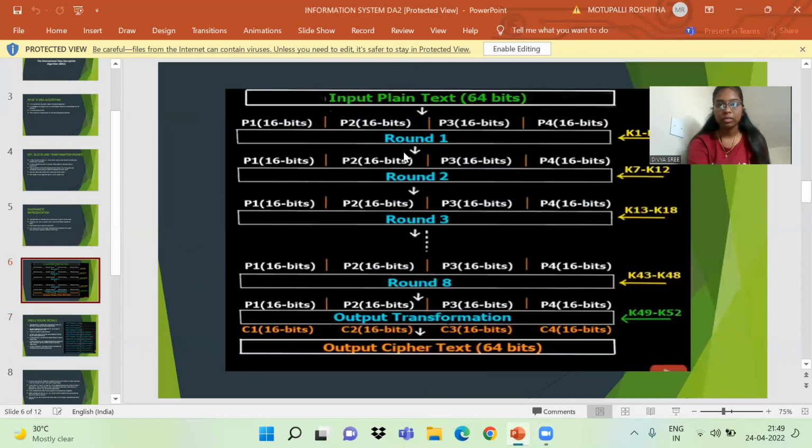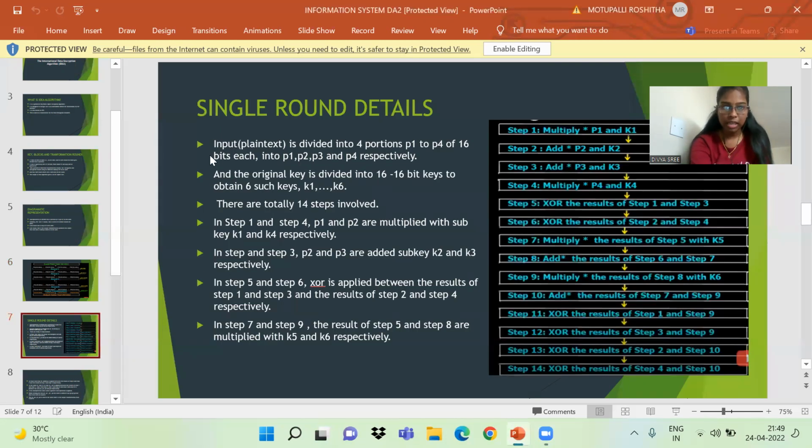Now let's discuss the operations we'll be having in this algorithm, that is the round function, as well as the key generation, and as well as the output transformation. We will get to know these 3 subtopics in detail in this video. The first thing is single round details, that is the round function.